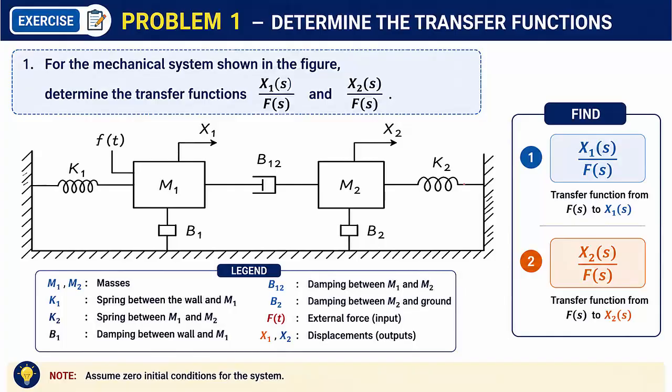Here, they have asked for two transfer functions. One is x1 of s divided by f of s and the other is x2 of s divided by f of s. Here, f of s is the input and x2 of s is the output, and f of s is the input and x1 of s is the output. So we know that transfer function is the Laplace transform of output divided by Laplace transform of input with zero initial conditions. That's why I have mentioned here zero initial conditions.